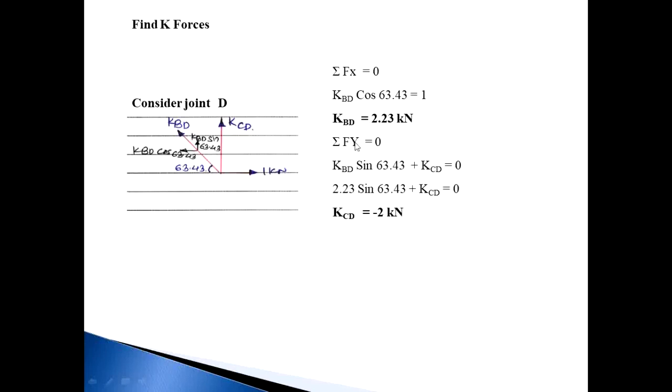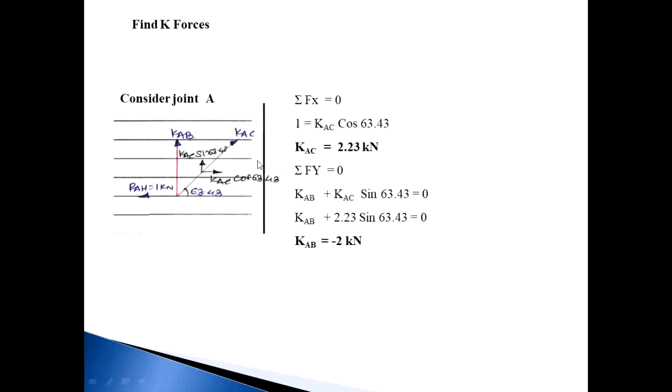Then summation Fy is equal to 0. In the system, there are two vertical forces, that is KCD and the Y component of KBD. So KBD sin 63.43 plus KCD, both going in the upward direction, put on the same side is equal to 0. Then put this KBD value in this equation, and KCD is equal to minus 2 kilonewton.